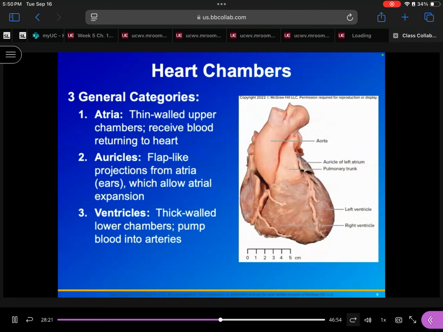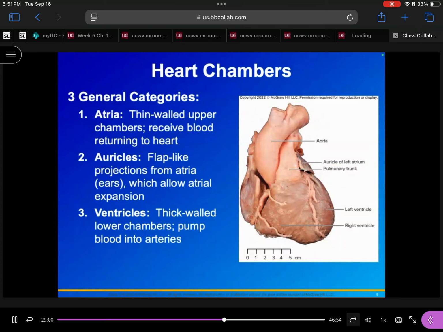So the main chambers that we want to know are the atria and the ventricles. Atrium is one of the top chambers, and then atria are two. So they're thin-walled upper chambers, and they receive blood that's returning to the heart. Ventricles are thick-walled lower chambers that are going to pump blood into one of the two sets of arteries going out, either to the lungs or to the rest of the body. Like I said, we also have those auricles, which are just expansions. All right, questions about chambers?